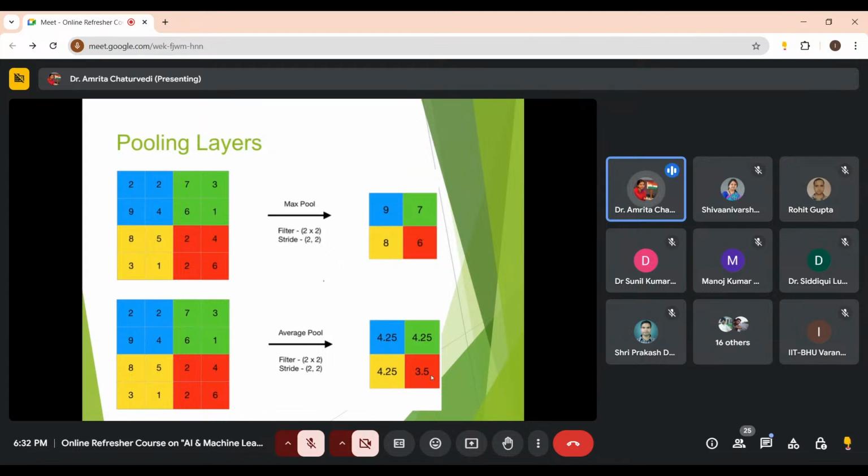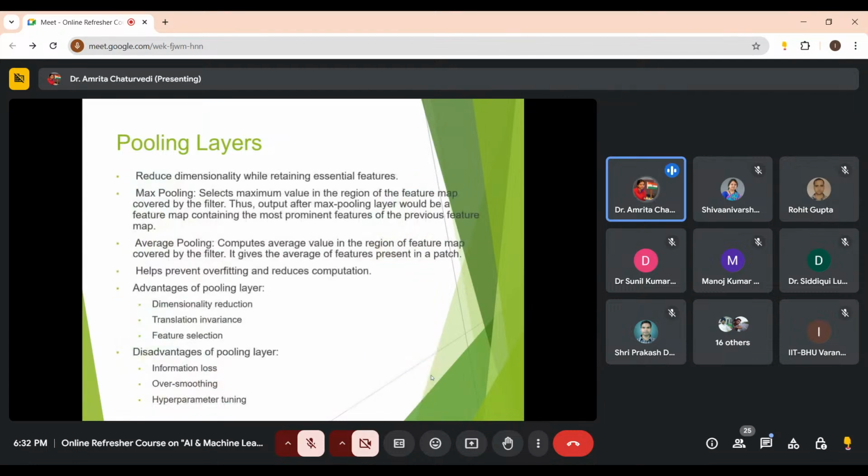Then you will slide your filter to the next column, and you keep on doing this till you cover the entire image. This is your max pooling. What it does is it takes the most prominent features into consideration and leaves the other features. In average pooling, this computes the average value in the region of the feature map covered by the filter. So it gives the average of the features present in a patch.